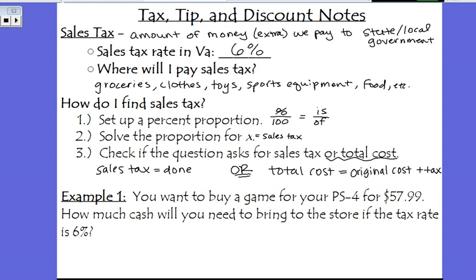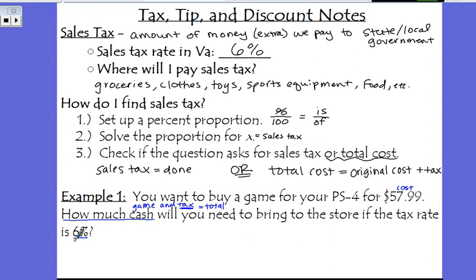So again, we're always looking for the percent first in any kind of problem that is like this. It's similar to percent proportions. So I see the problem is talking about buying a game for my PS4 that's $57.99. This seems important because this represents the cost of the product. It asks how much cash will I need to bring to the store. That means I'm paying for the game and the tax. So it's telling me I need my total. And the only thing right now that I'm missing to get that total is the tax.